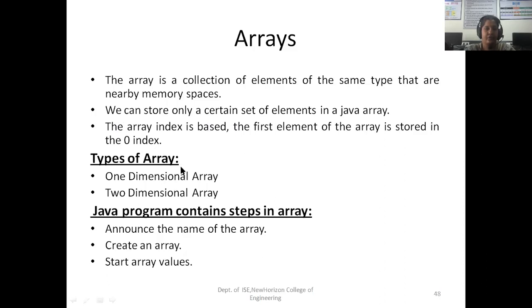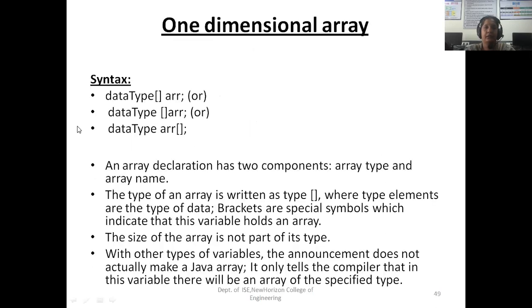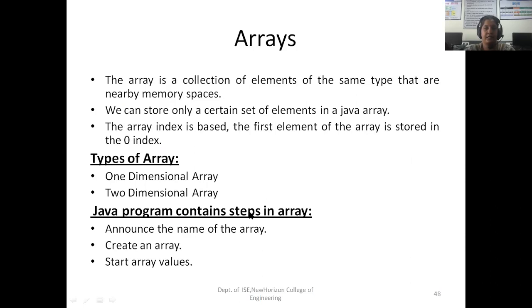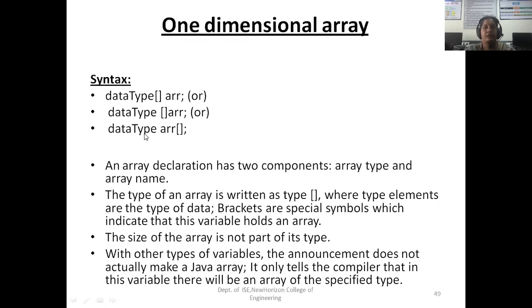There are two types of arrays. One is the one dimensional array, another one is the two dimensional array. First, what is a one dimensional array? Okay, here they have given a Java program containing steps for an array. First, we have to declare the name of the array, ARR, A1, A, anything. Next, we have to create an array. Next, we have to store the values of the array. You see, data type, then array colon.